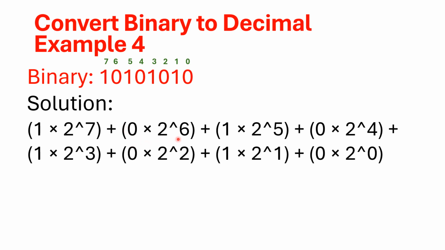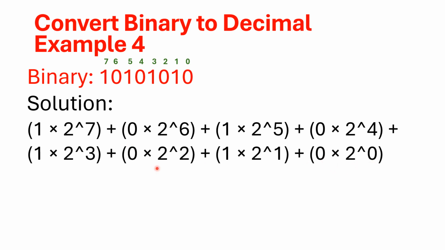This one has a weight of 2 power 5, so we add 1 multiplied by 2 power 5. Similarly, this 0 has a weight of 2 power 4, so we multiply 0 by 2 power 4, and this one has a weight of 2 power 3, so we multiply 1 by 2 power 3. Similarly, 0 multiplied by 2 power 2 and 1 multiplied by 2 power 1. And lastly, it is 0, so we add 0 multiplied by 2 power 0.